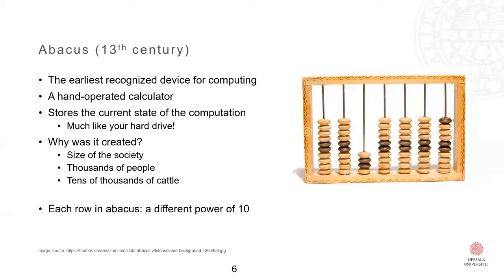Each row in an abacus is a different power of 10. It's like the numbers that we work with in real life. So the first place counts the number of ones, and then the next one we count the number of tens, and the next one we count the number of hundreds, and so on and so forth.